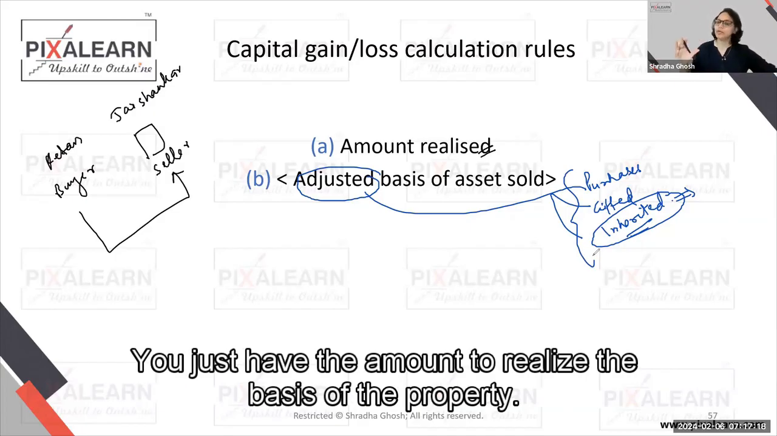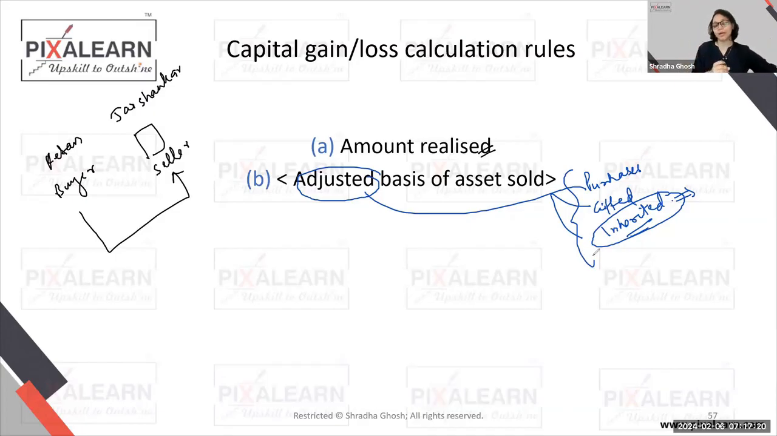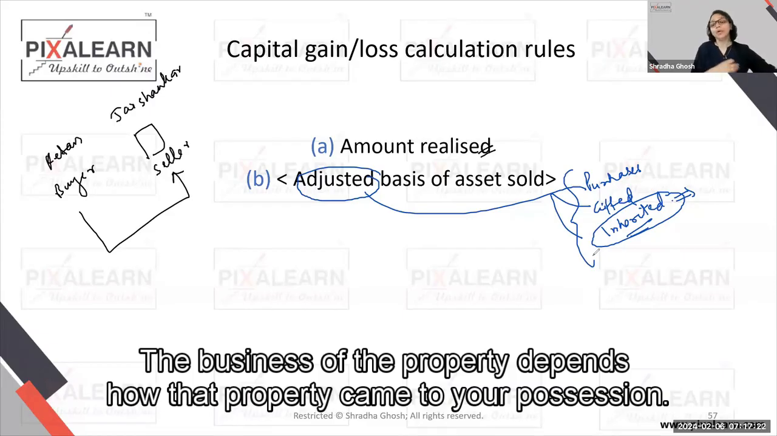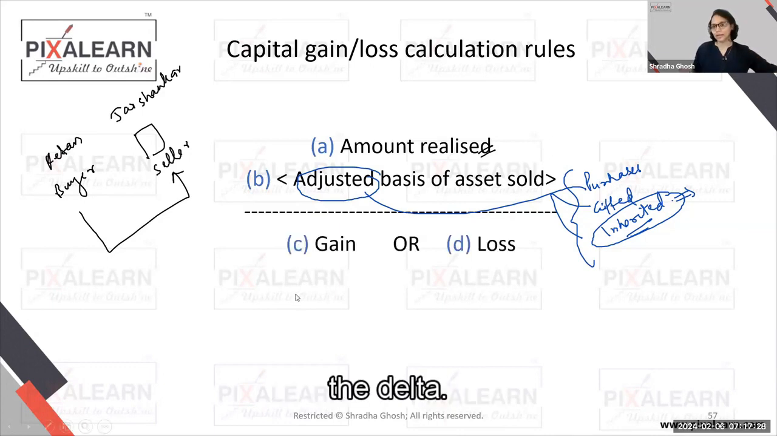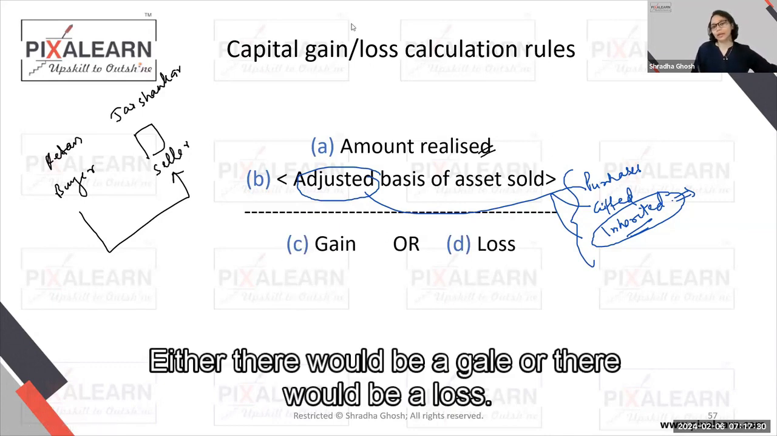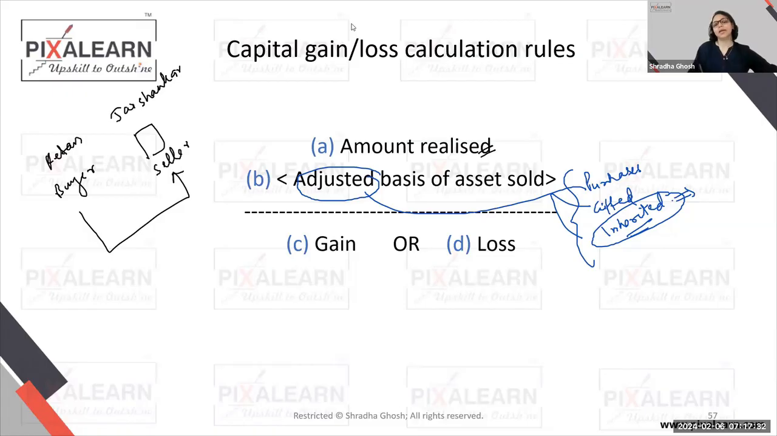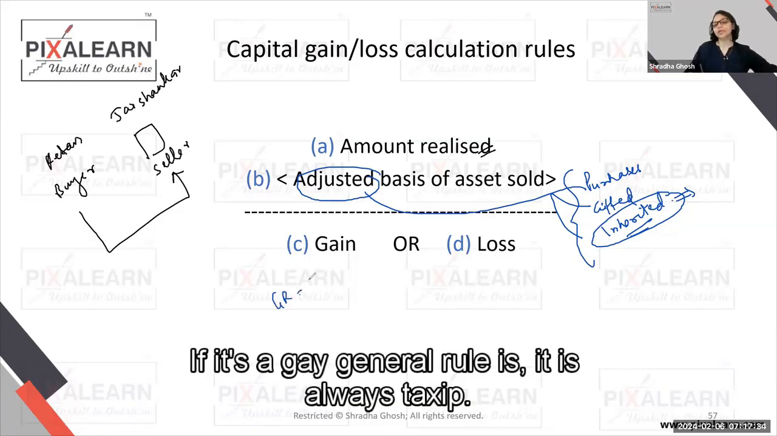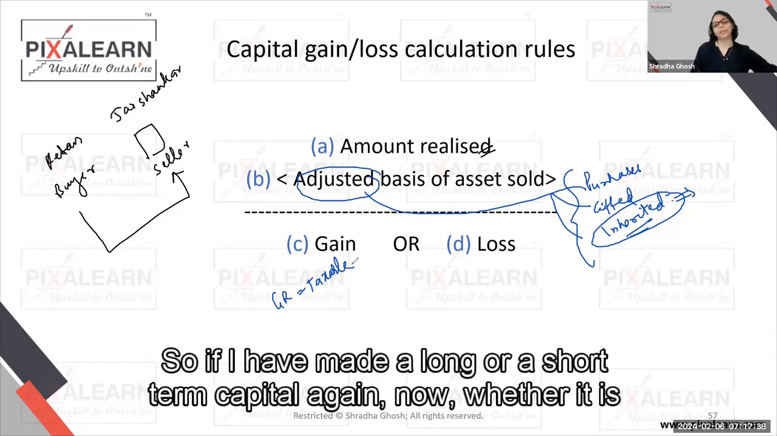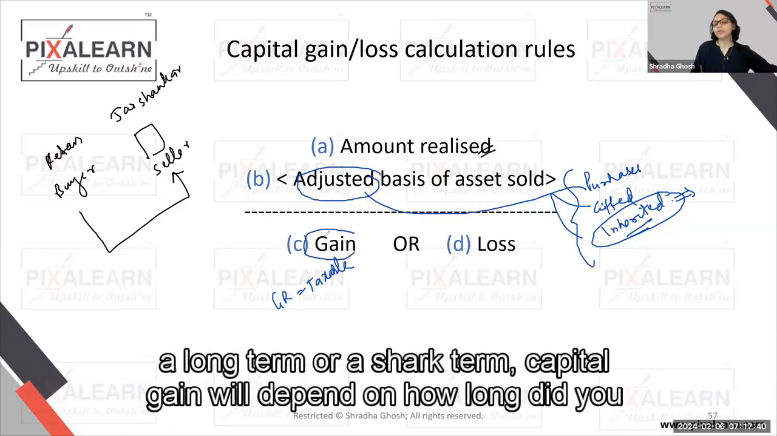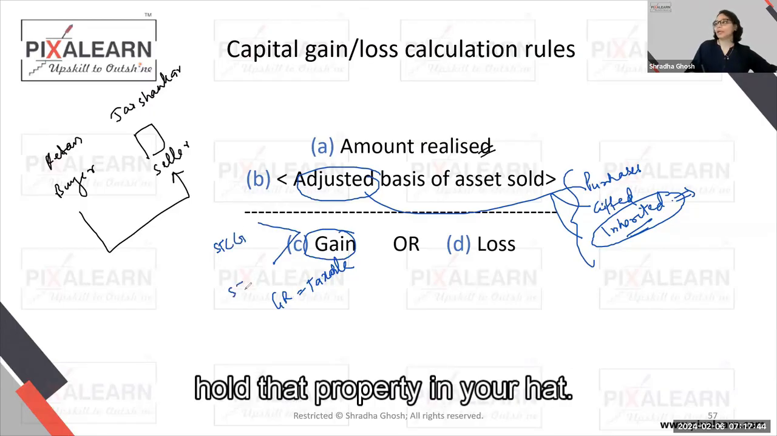We just have the amount realized and the basis of the property. The basis of the property depends on how that property came to your possession. And then we have the delta. Either there would be a gain or there would be a loss. If it's a gain, the general rule is it is always taxable. So if I have made a long or a short term capital gain, whether it is long term or short term will depend on how long you held that property in your hand.